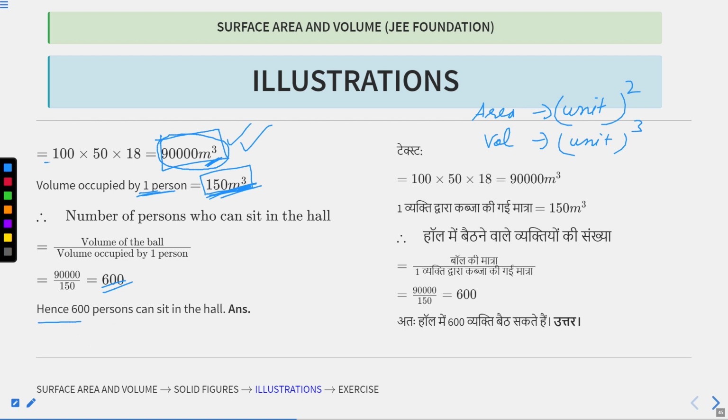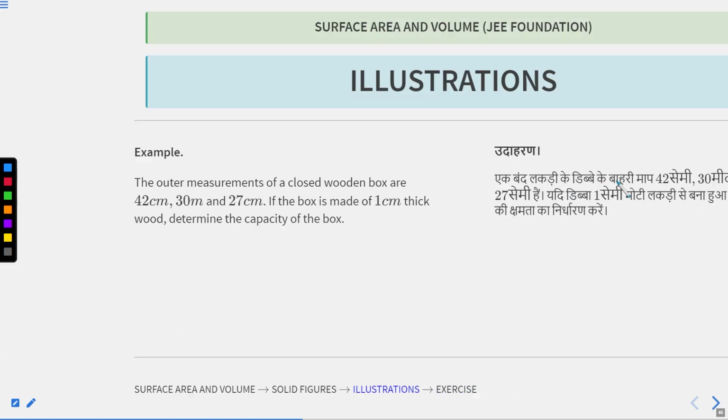Hence 600 persons can sit in the hall. Okay, I hope this is clear. So we used the concept of volume here. Wherever you are given something like this, you immediately think of volume. Okay, let's move to next.